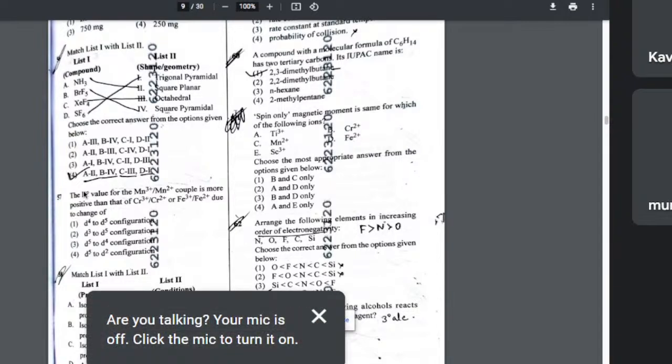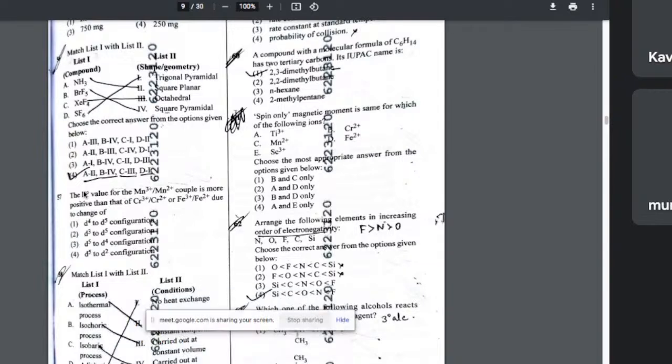Now second, chromium 2 positive. Normal chromium electronic configuration is 4s1 3d5, but this is chromium 2 positive, which means it has lost 2 electrons. One it will lose from 4s and one from 3d. Means in 3d now we have 4 electrons, 4 unpaired electrons. Okay.